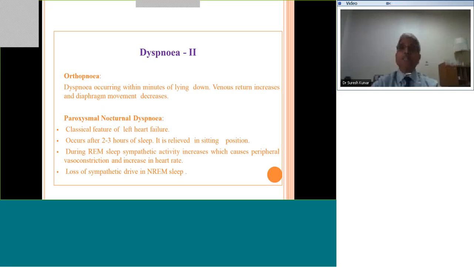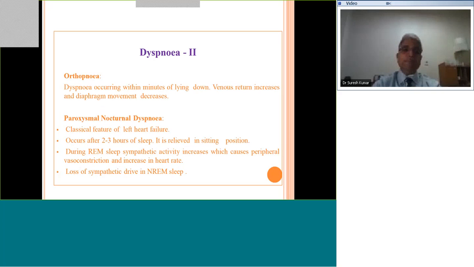This is because the venous return increases as the patient is lying down and the movement of the diaphragm decreases. And the term paroxysmal nocturnal dyspnea should be reserved for the specific symptom of left heart failure, which occurs 2 to 3 hours after sleeping. The patient gets up and it's relieved in the sitting position in a few minutes or maybe slightly longer.